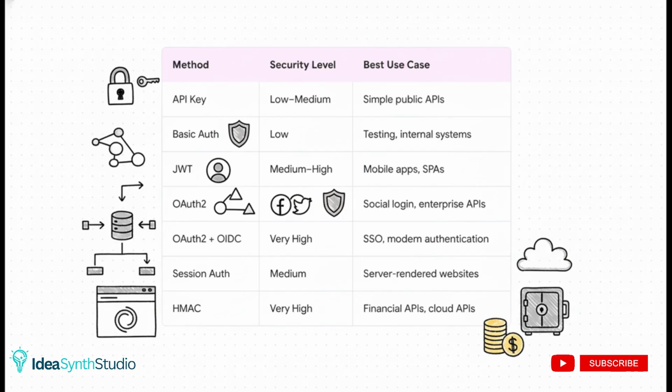For a basic public API, yeah, an API key is probably fine. Just doing some internal testing, basic auth can get the job done. Oh, and you see session auth here? That's the classic way traditional websites work, where the server just remembers you. For a modern mobile app, JWT is a fantastic fit. Need social logins? OAuth 2 is the only way to go. And for really high-stakes stuff like banking APIs, you'll see things like HMAC, which is a super secure way of signing every single request. Each tool has its perfect job.